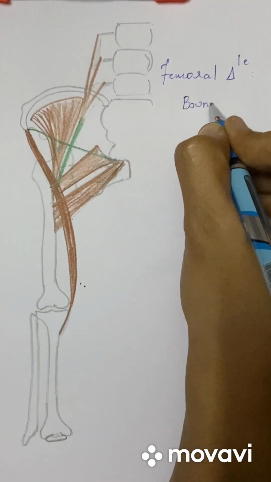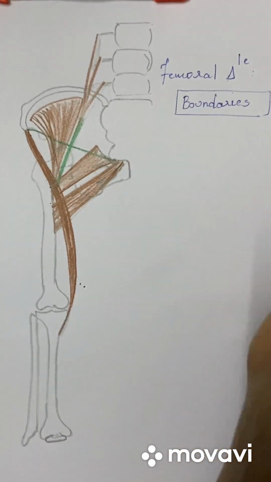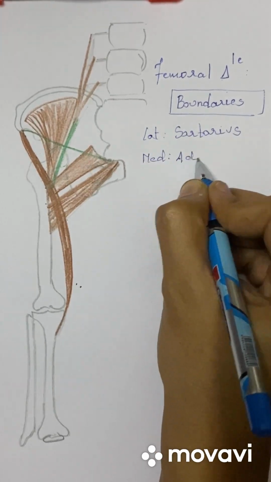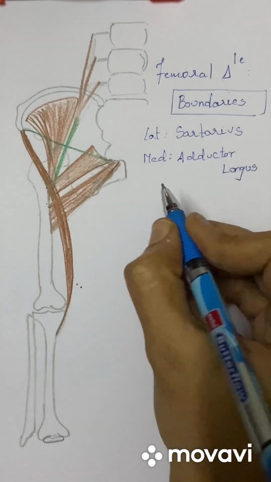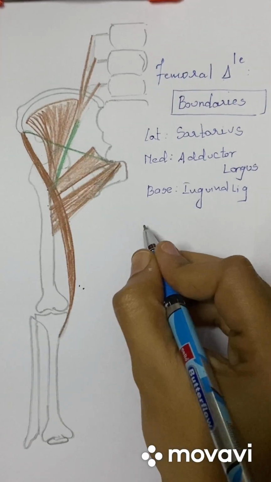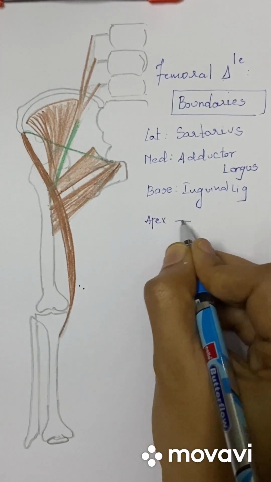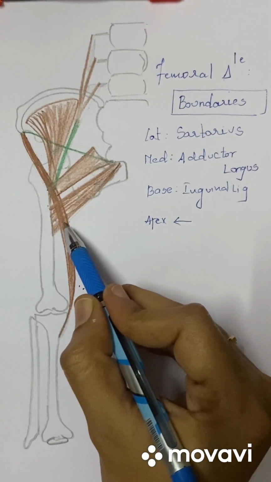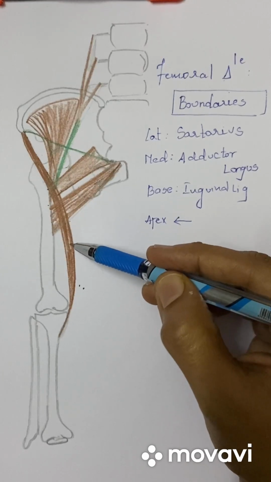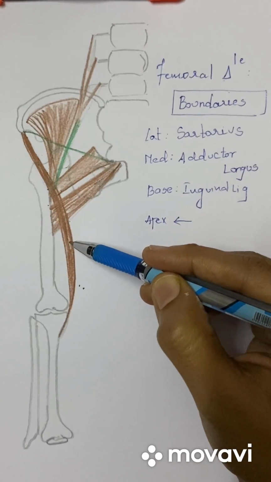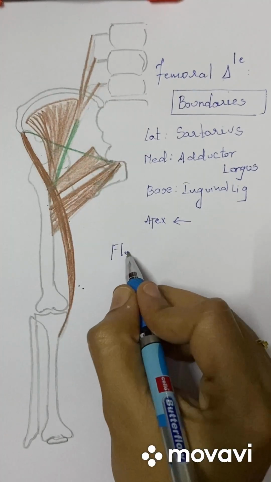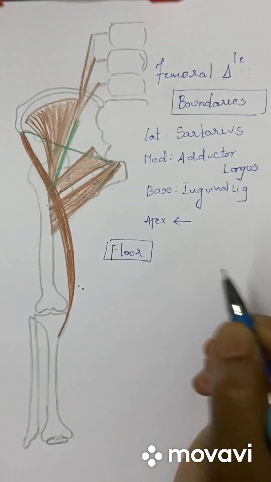So femoral triangle boundaries. Lateral boundary is sartorius. Medial boundary is adductor longus. Base of the triangle is formed by inguinal ligament. Apex is formed by meeting point of lateral and medial boundary, that is sartorius and adductor longus. We can see from the apex the femoral triangle continues to become a canal called adductor canal. This canal is otherwise called subsartorial canal as it lies just beneath the sartorius.